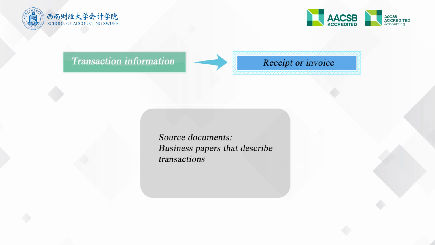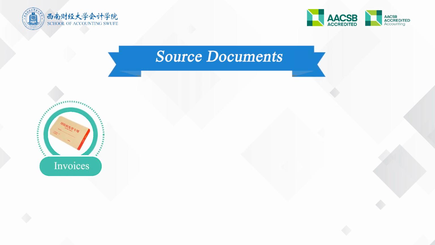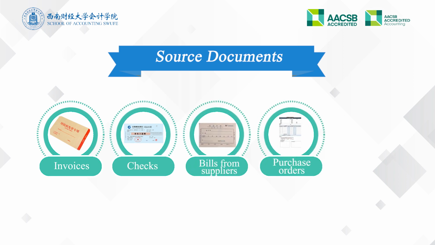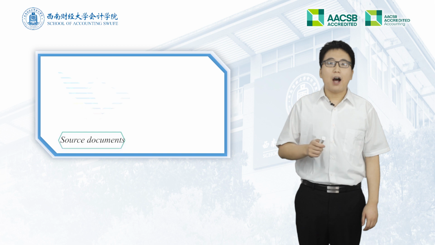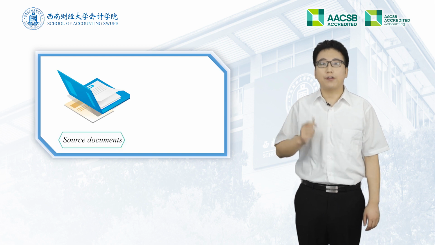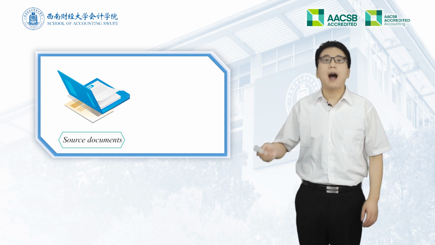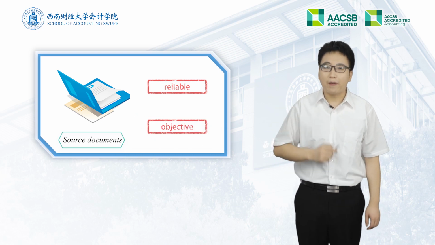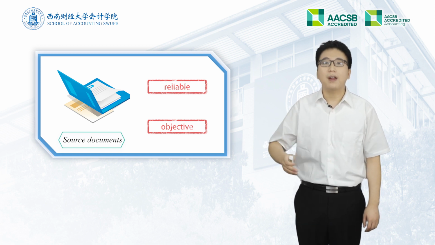So an accountant identifies and analyzes transactions according to source documents, such as invoices, checks, bills from suppliers, purchase orders, sales tickets, and so on. Now, since we know the importance of source documents, we have to make sure that the source documents are reliable and objective, so that they can provide a real proof of the transaction or business events occurred.